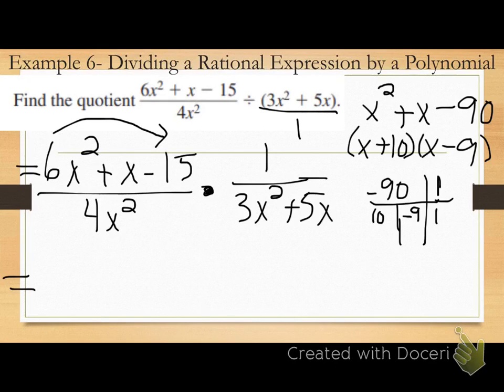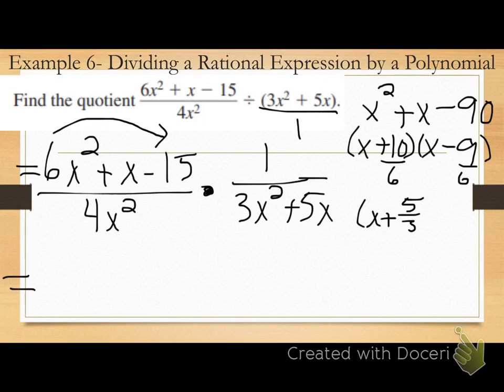So is that factored now? No. We have to slide and divide. What do I have to divide by? 6, because that's what I multiplied by earlier. So I divide my 10 by 6, my 9 by 6. Reduce your fractions. 10 over 6 we reduce to 5 over 3. 9 over 6 would reduce to 3 over 2.